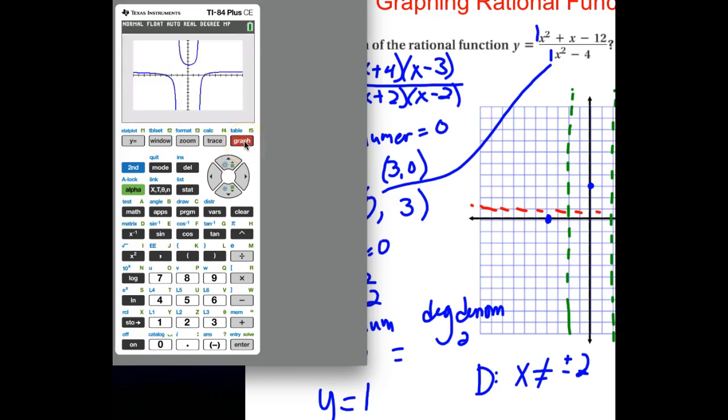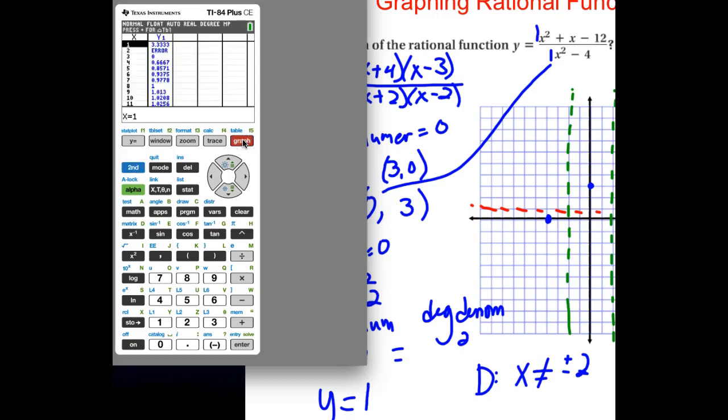Does that look like what I was predicting? Okay. We need a few more points. I want to actually have you plot some. So we can go to the table, do second graph, and we can use some of these values to help us plot our points.